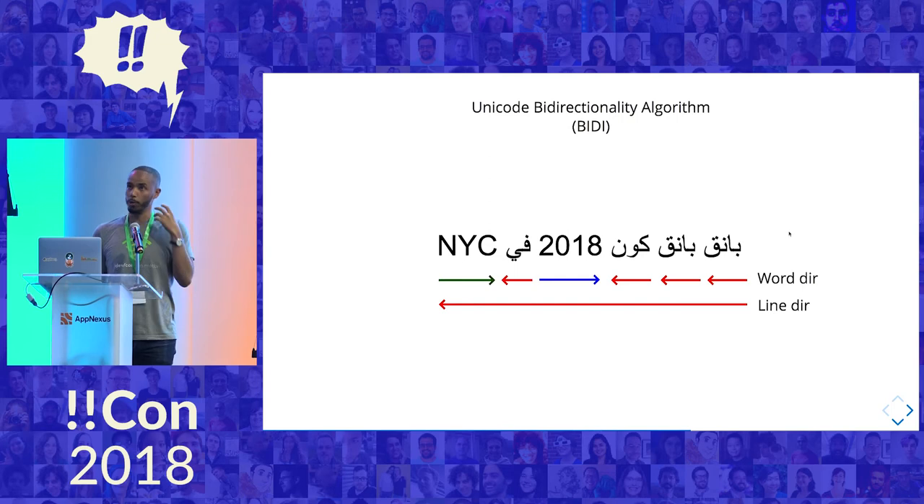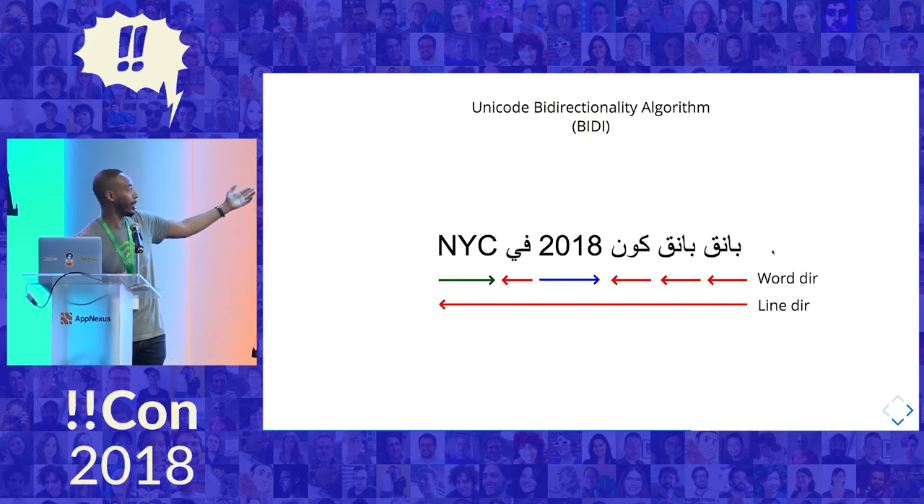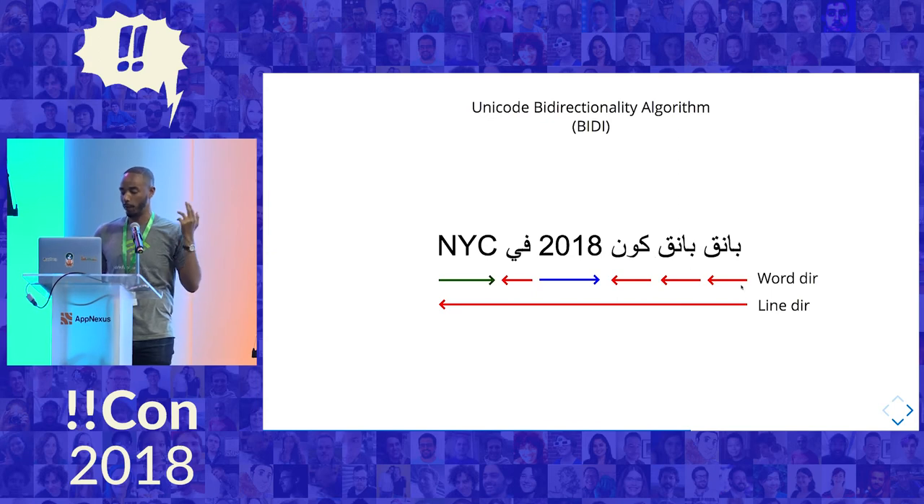So the Unicode BIDI algorithm specifies a base direction or a line direction. This bottom long red line here specifies the direction that the text will flow in when it's rendered as the user is typing it. And then every single word has its own direction. So this line right here says Bang Bang Con 2018 in New York City. And the terms Bang Bang Con obviously flow from right to left, because they're Arabic keywords.